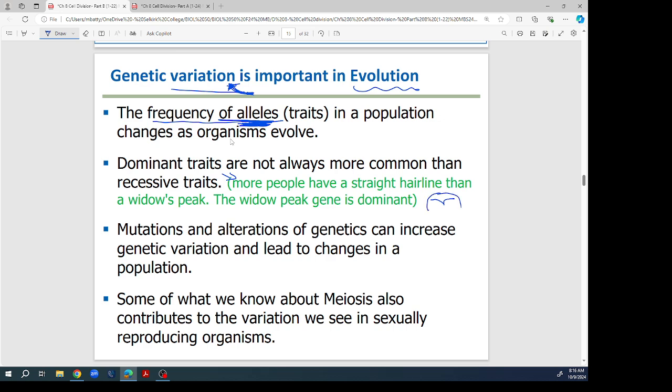And so if you have a hairline that has a little point on your forehead, that's a widow's peak, and that's a dominant trait. But there's far more straight hairlines out there in the world than there are widow's peaks.